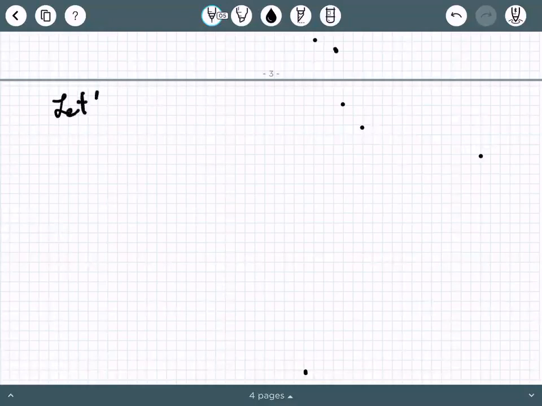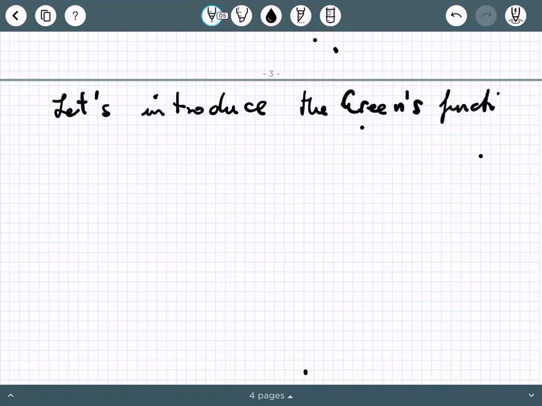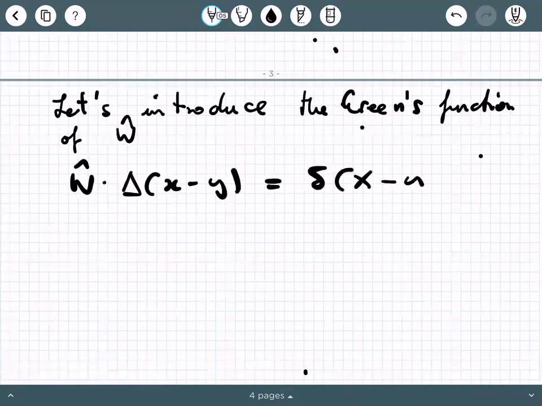let's introduce the Green's functions of the W operator. So in other words, we have a W operator acting on delta x minus y, and this is delta of x minus y.